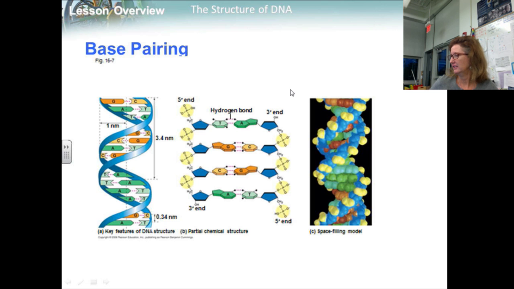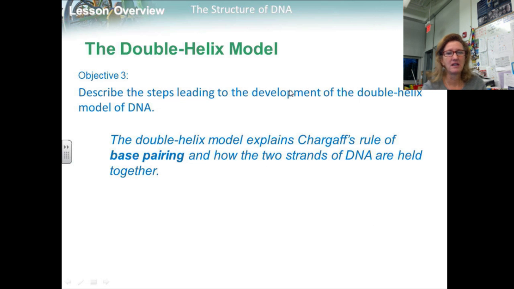Makes sense. So objective 3 was describe the steps leading to the development of the double-helix model of DNA. The double-helix model explains Chargaff's rule of base pairing and how the two strands of DNA are held together.